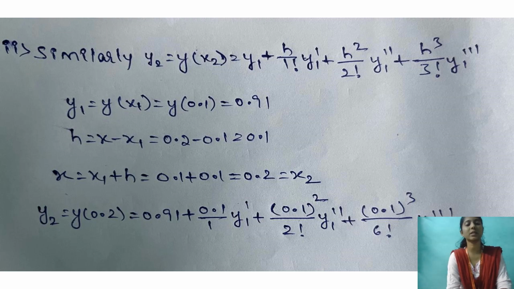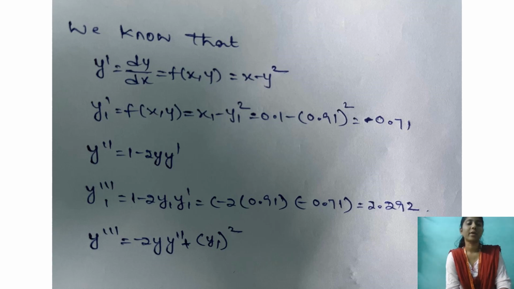Y1 equals y of x1 equals y of 0.1 equals 0.91. H equals x minus x1 equals 0.2 minus 0.1 equals 0.1. X equals x1 plus h equals 0.1 plus 0.1 equals 0.2, which is x2. Y2 equals y of 0.2 equals 0.91 plus 0.1 by 1 factorial y1 dash plus 0.1 whole square by 2 factorial y1 double dash plus 0.1 cube by 6 factorial y1 triple dash.